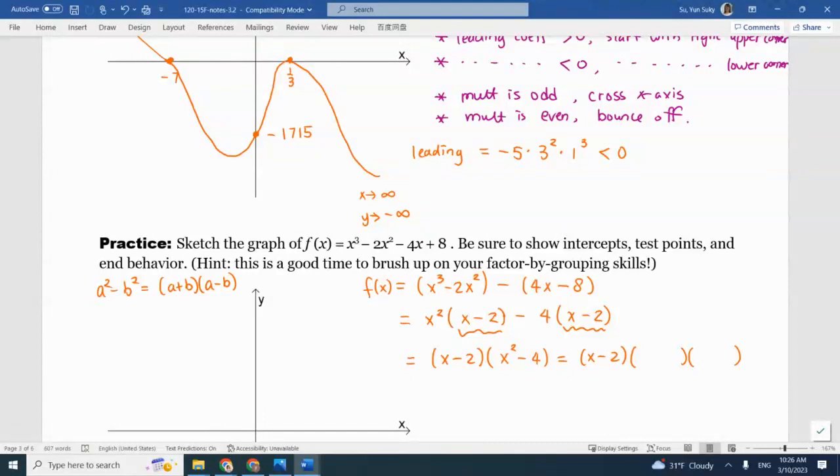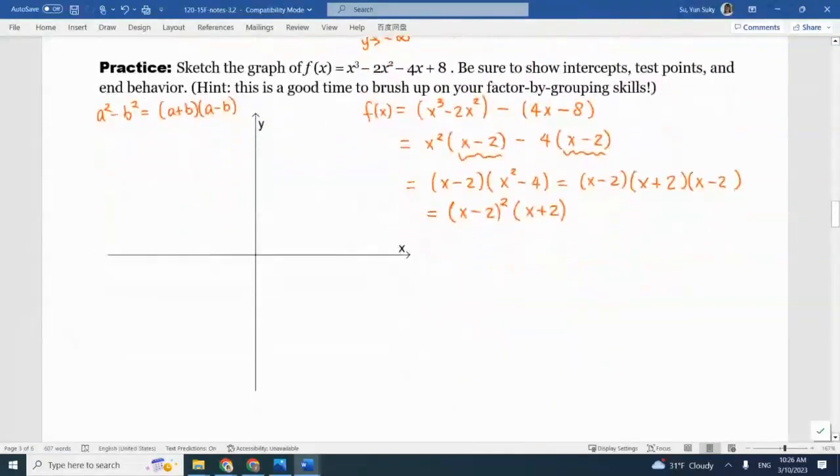So therefore, what is x squared minus 4? That is x plus 2 and x minus 2. Good. Do you see we have 2 copies of x minus 2? Do we cancel or do we group them? Group them. So it's x minus 2 squared and x plus 2. So this is how to completely factor the polynomial.